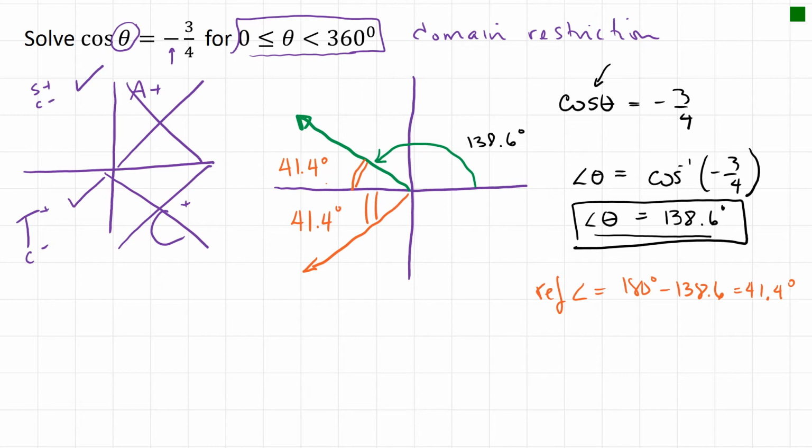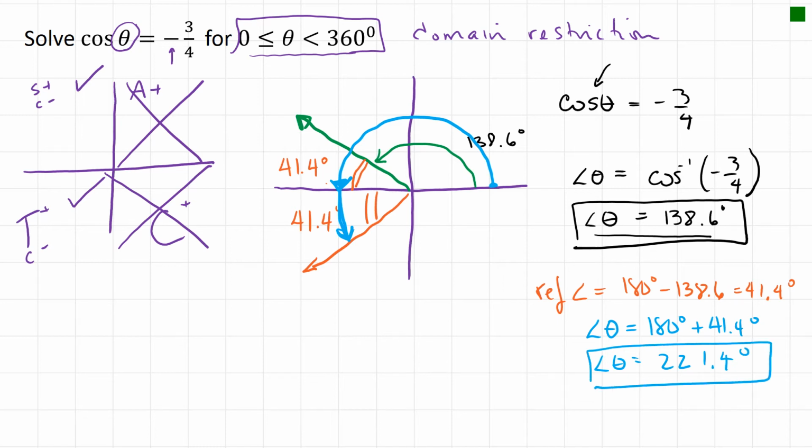We know that these two angles are the same, so this one is also 41.4 degrees. And now we go from angles in standard position, so we're going to measure starting from here, going counterclockwise all the way to this second answer. So our second answer is going to be 180 degrees plus this extra bit. So 180 degrees plus 41.4 degrees. So angle theta is 221.4 degrees. So I have two answers that will give me a cosine trig ratio of -3/4.